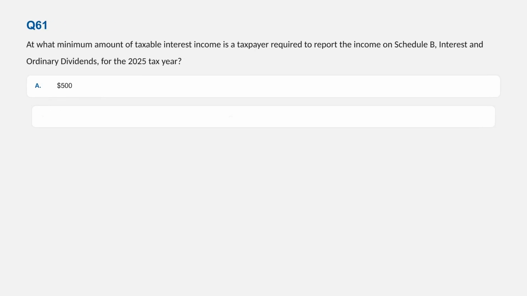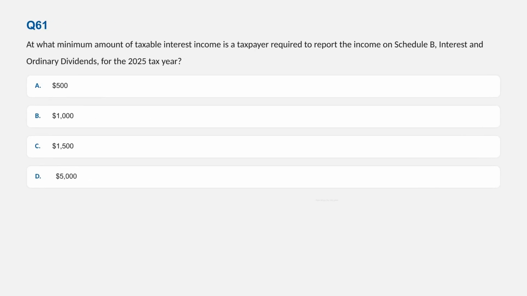Question 61. At what minimum amount of taxable interest income is a taxpayer required to report the income on Schedule B, interest and ordinary dividends for the 2025 tax year? A. $500, B. $1,000, C. $1,500, D. $5,000.